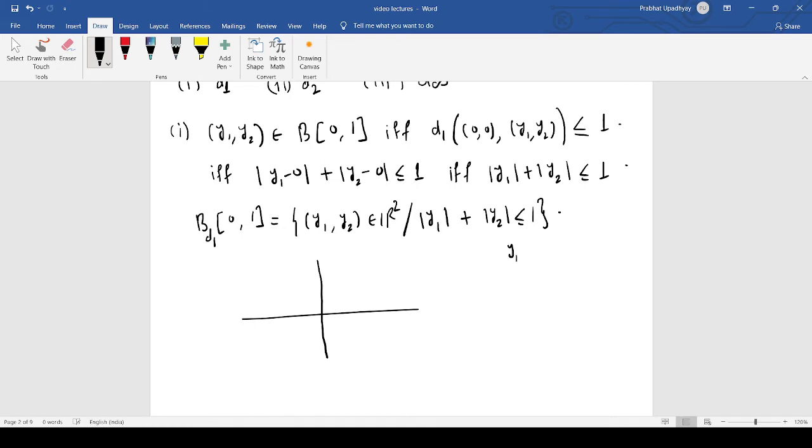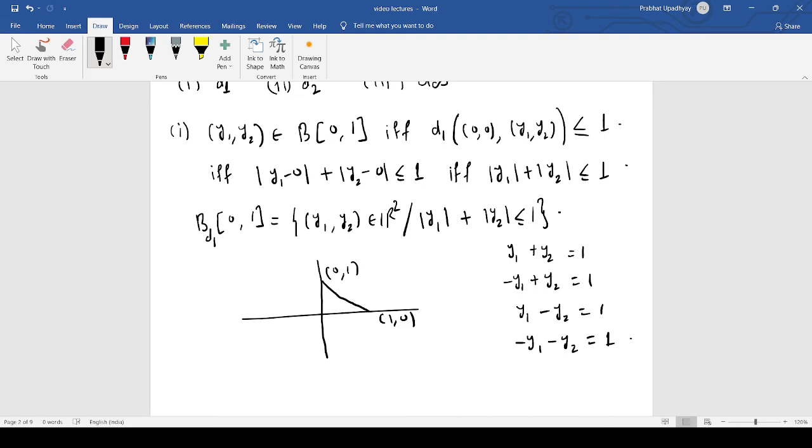So depending on that, we have 4 equations: y1 plus y2 equal to 1, minus y1 plus y2 equal to 1, y1 minus y2 equal to 1, and minus y1 minus y2 equal to 1. So you try to plot these 4 straight lines. For y1 plus y2 equal to 1, if you take y1 as 0, y2 will be 1, and if you take y2 as 0, y1 will be 1. So this straight line passes through (1, 0) and (0, 1).